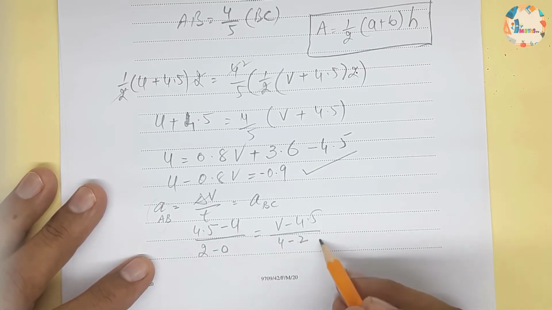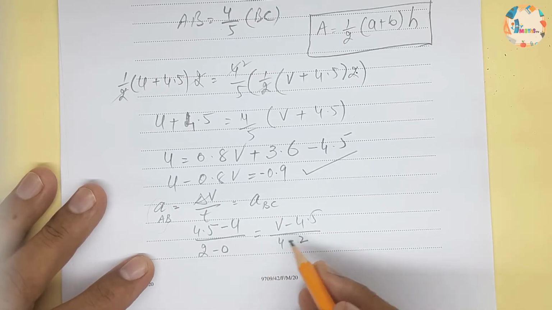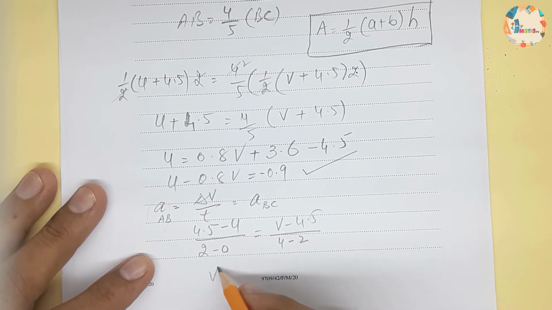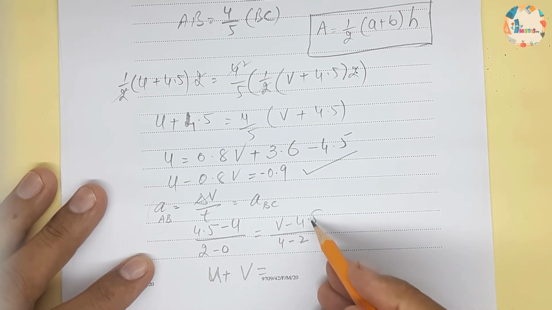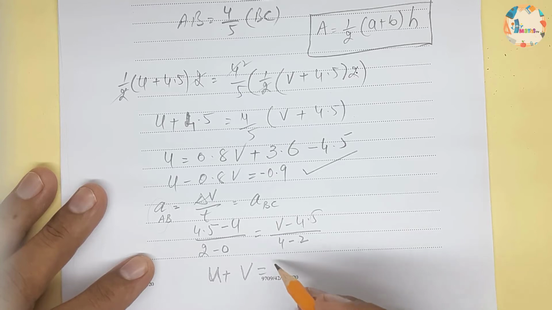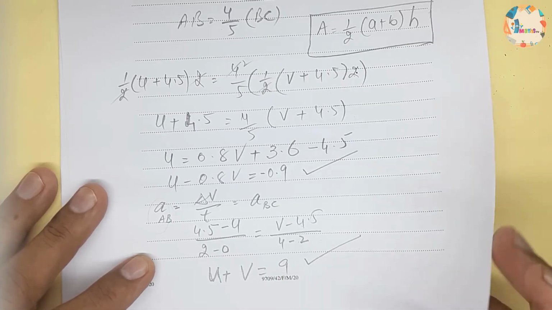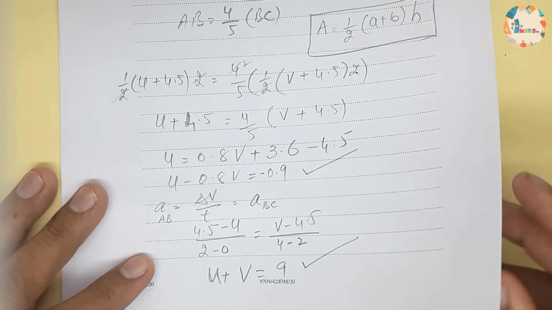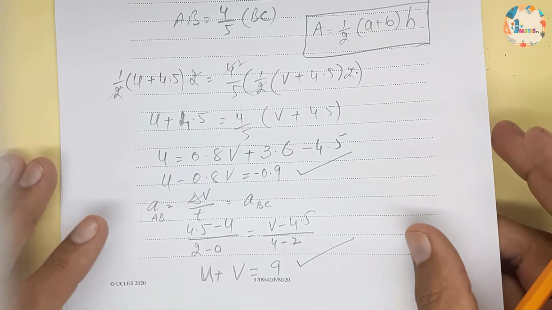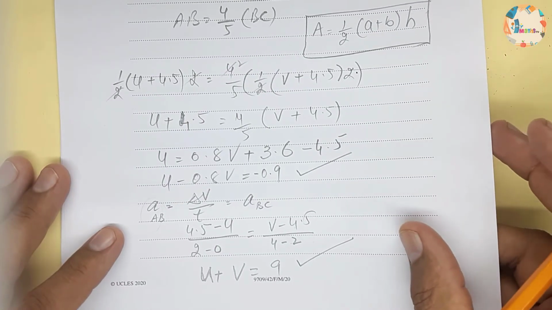So these denominators will cancel out, and we can write u plus v is equal to, this will be shifted to this side, so it will be 4.5 plus 4.5, it will be 9. So this will be the second equation which we will get. So we will be utilizing these two equations. I will be copying these two equations on the next page, and we will be solving them as simultaneous equations.